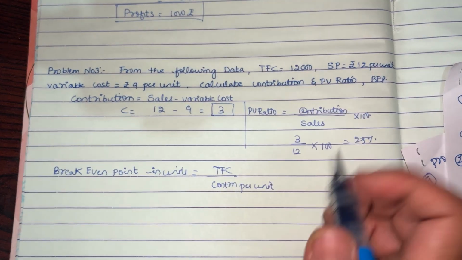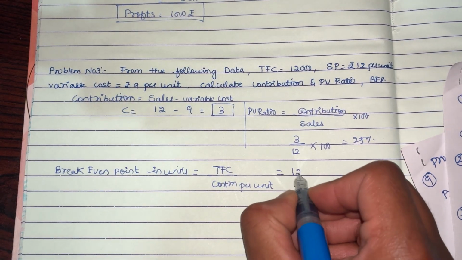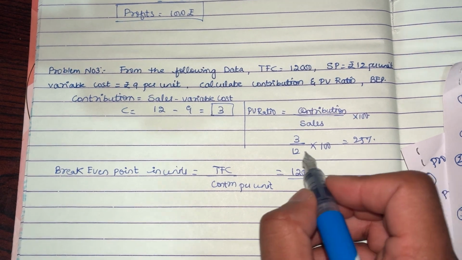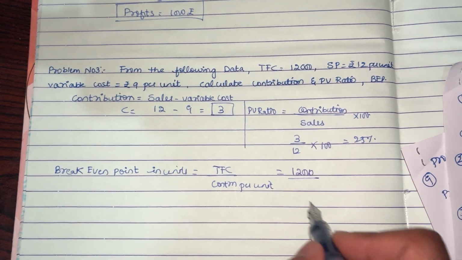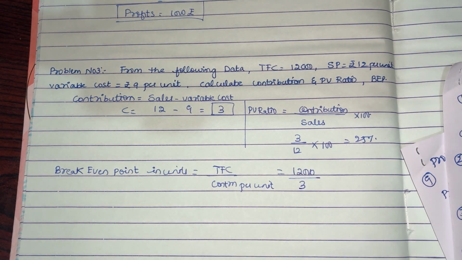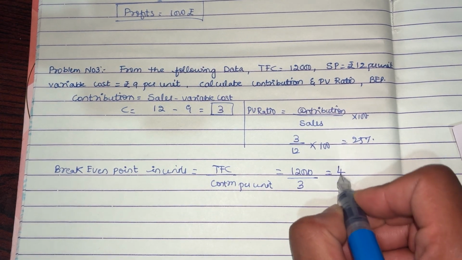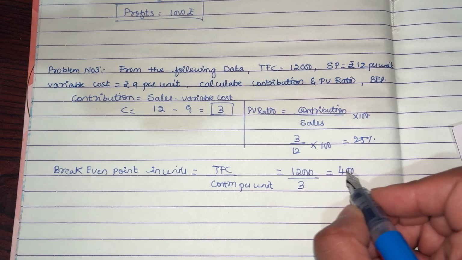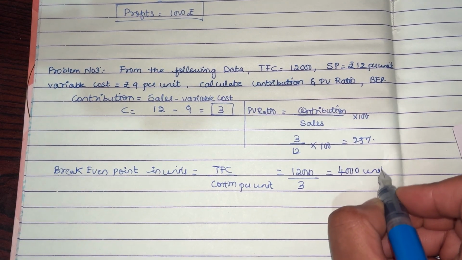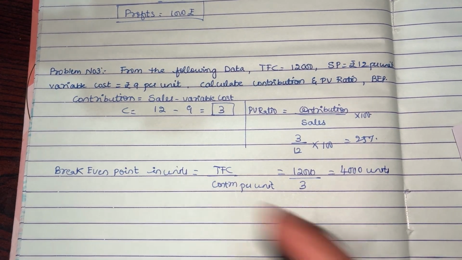What is total fixed cost? 12,000. What is contribution per unit? 3 rupees. So 12,000 divided by 3 rupees will be 4,000 units. Keep this in mind. Okay, now this is BEP in units.